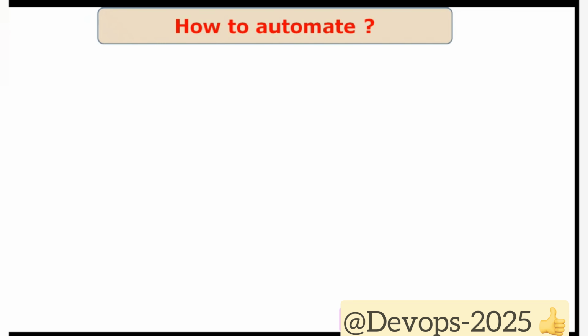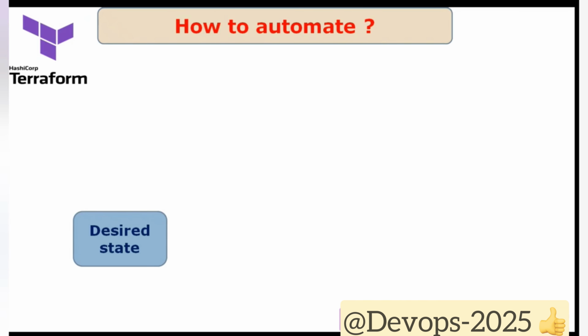Apart from that, how to automate the provisioning, how to manage the infrastructure with the different servers, and what approach we can use. To automate this infrastructure provisioning and managing the infrastructure in the different environments, we can use the desired state and the actual state. So what is the desired state? It means what we need. Example, I need 50 servers, or I need one load balancer, or I need some network. This is my desired state.